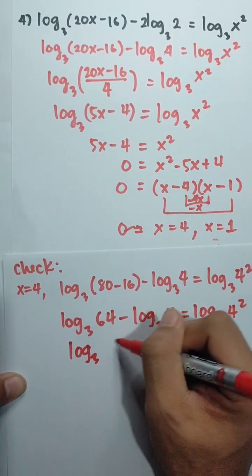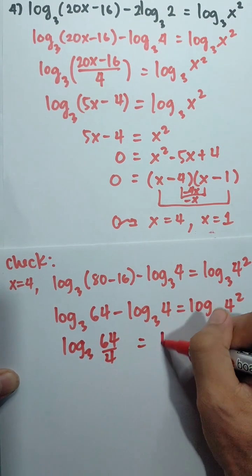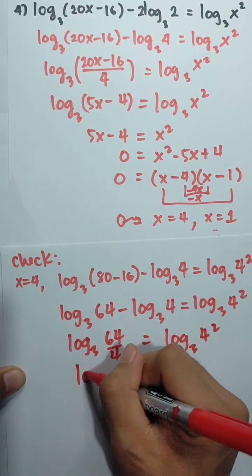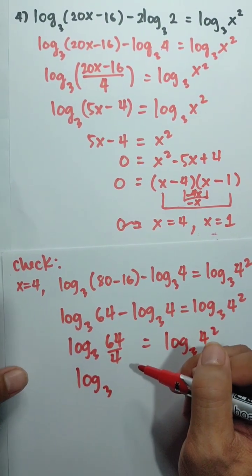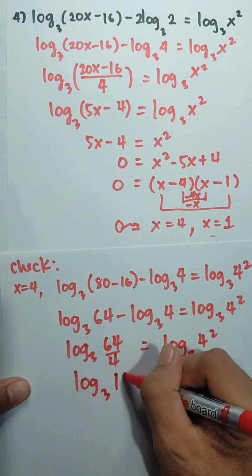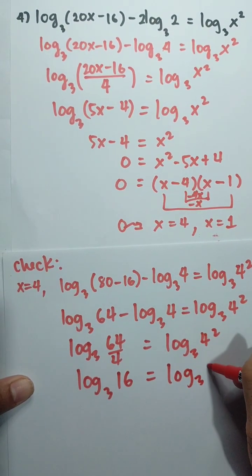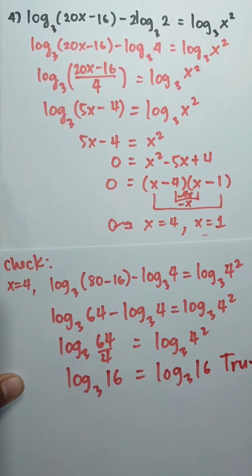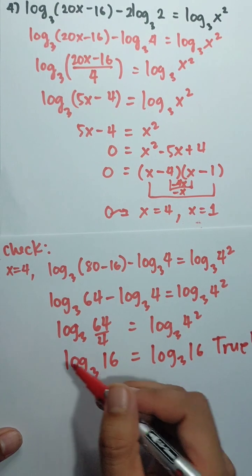So log base 3 is 64 over 4, plus log base 3, 4 squared. Log base 3, 64 divided by 4 is 16, and log base 3, 4 squared is 16. So that means true. So x equals 4 is a solution.